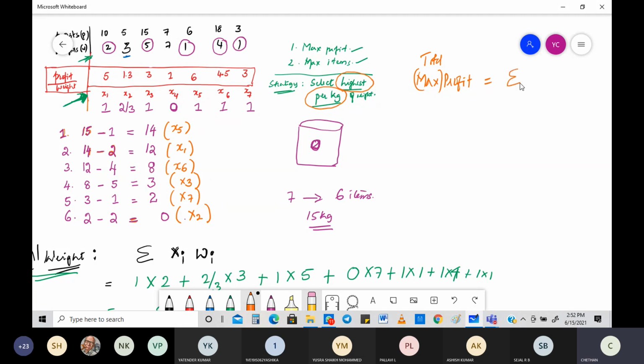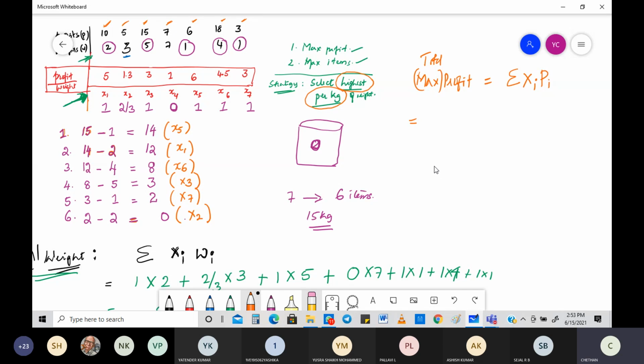Very simple. Again, summation of, be careful, xi into weight. No, I'm not worried about weights now. I'm worried about profit, Pi. Summation of Xi into Pi. I'll take out this x, otherwise people will get confused. If I do that, will you get my maximum profit? Yes. Can I write this using this formula? What is Xi? Xi into profits. You see on the top, these are profits.